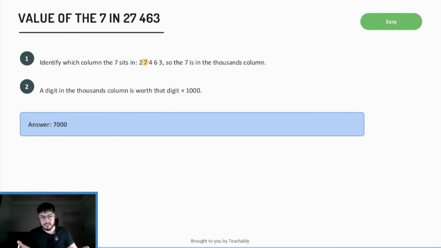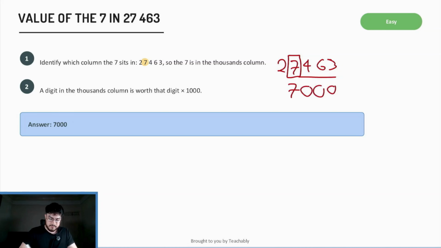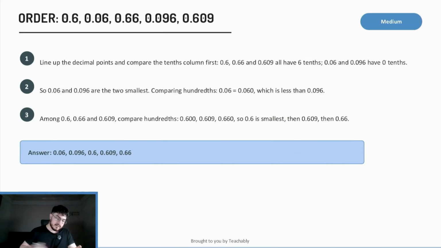times 1,000, really, right? So it's 7,000. Or you can just think about it like, we've got 27,463, and we know it's going to be that 7 followed by however many digits to the side, so it's going to be 7,000. Again, whatever method works for you, works for you. You don't have to do exactly what I say. As long as you understand the content and it makes sense in your head, then that's all that matters, because everyone's brain works differently.